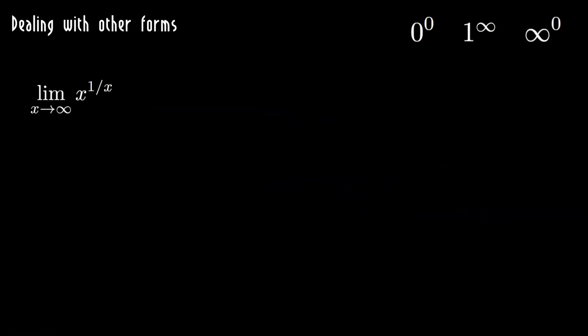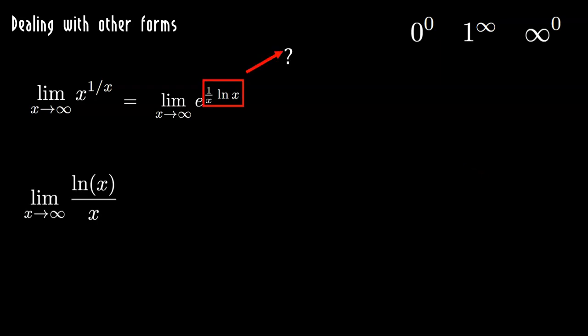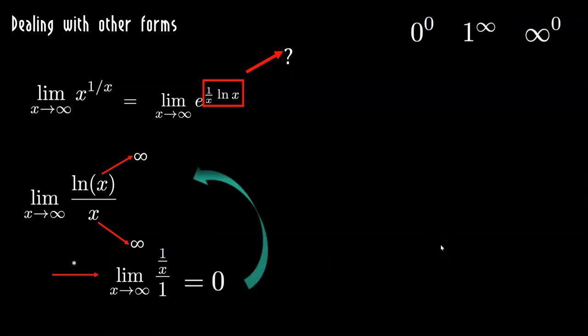Let's look at an example. Let's say I have, as x goes to infinity, x raised to the 1 over x. This is the indeterminate form infinity to the 0. So that's this third one. I'm going to rewrite it as e to the 1 over x natural log of x and see what happens to that exponent. So the limit as x approaches infinity of natural log of x over x, I have the top going to infinity and the bottom going to infinity, which means I can L'Hopital it. The top becomes 1 over x, the bottom is 1. Now I can plug in, 1 over infinity is 0, which means that limit is 0, which means my original problem becomes e to the 0, which equals 1.